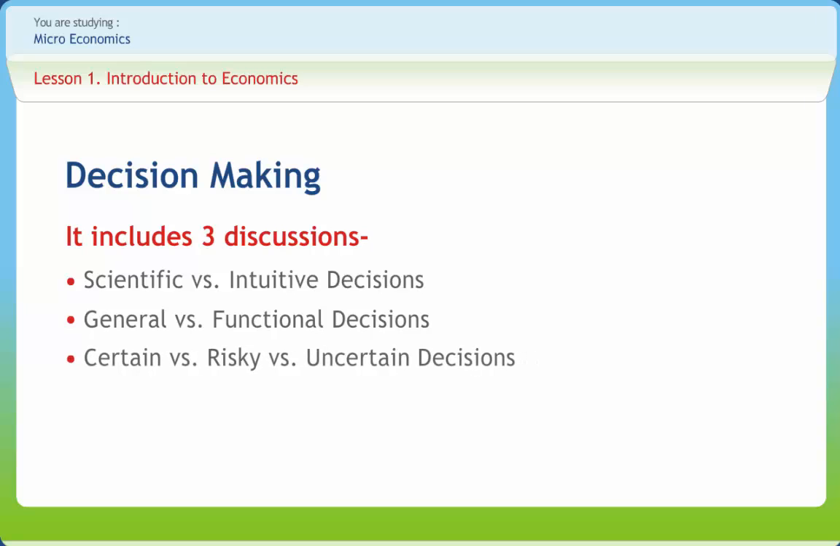Certain versus risky versus uncertain decisions. This contrast has to do more with the nature of the decision environment than with the decision process. Certain decisions involve negligible chances of modification. Risky decisions involve a chance of loss of income, and uncertain decisions are those which are taken mostly in uncertain situations and have a chance of modification.